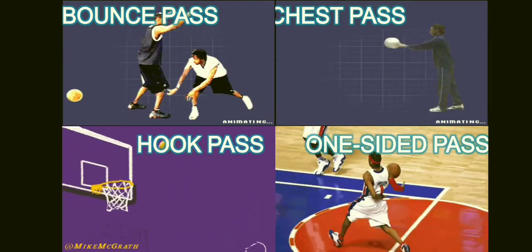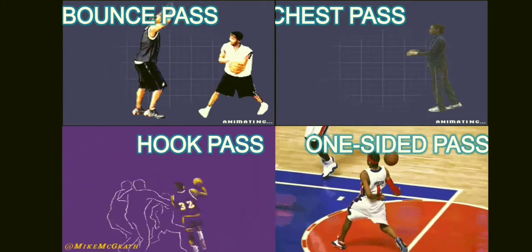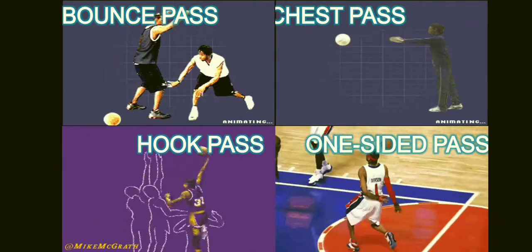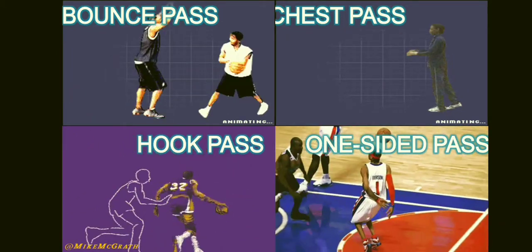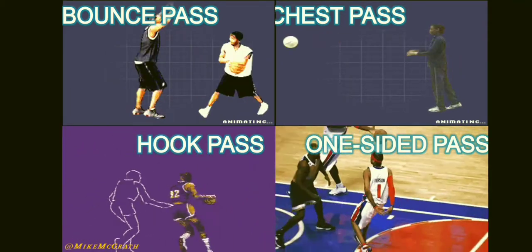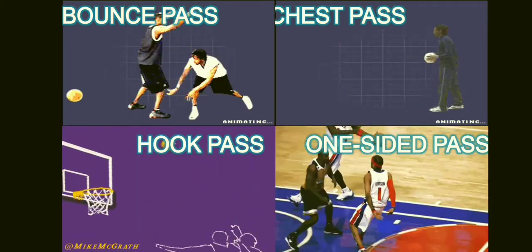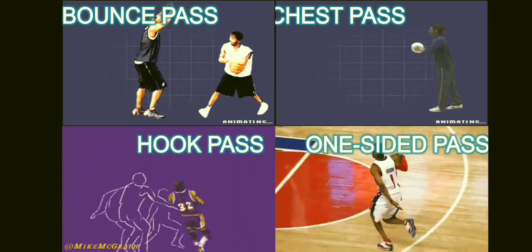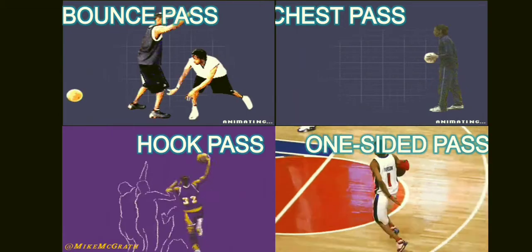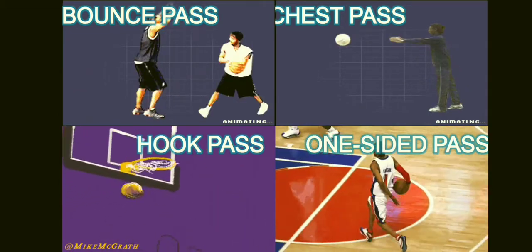In this pass, hold the ball with your fingers spread out on either side of the ball, throw from behind it. Keep your elbows fairly close to your body. Then shoot your arm out in a straight line toward the chest of your teammate.